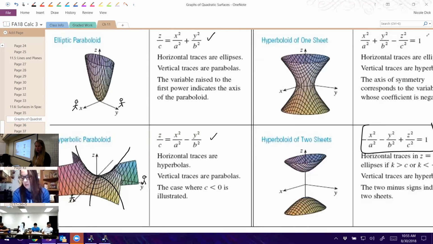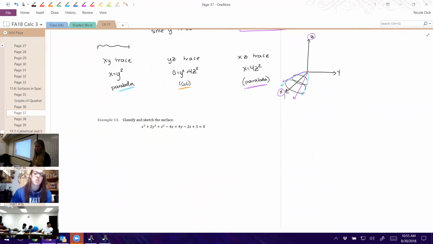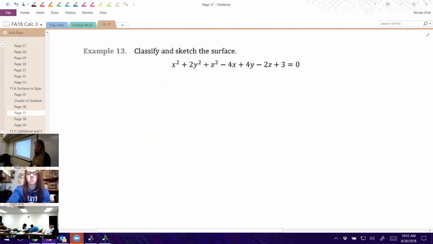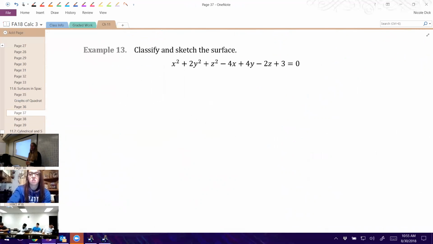Okay. So we left off, finish up that one. So page 37, example 13. Same directions as before, classify and sketch the surface. Again, we've got all 3 variables present, x, y, and z. The highest degree term we have is squared. Do we have an x squared and a y squared and z squared in this problem?